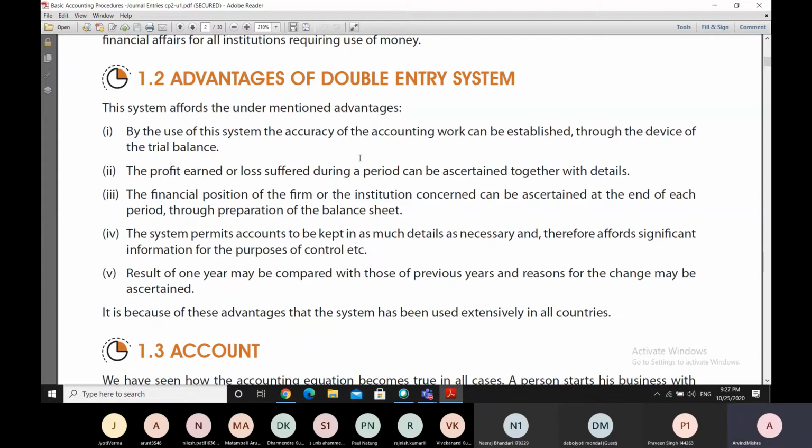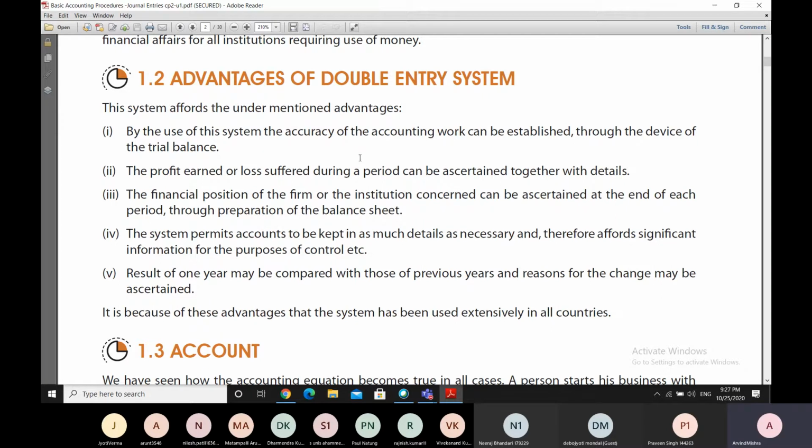And then fourthly, the system permits the accounts to be kept in as much detail as necessary, and therefore significant information gets recorded for the purpose of control, etc. Because as you would be seeing that while making the journal entries, we give a description of the journal entry there also.